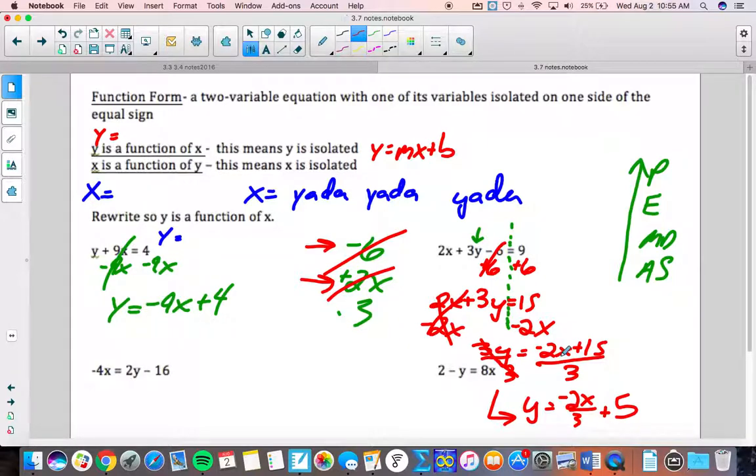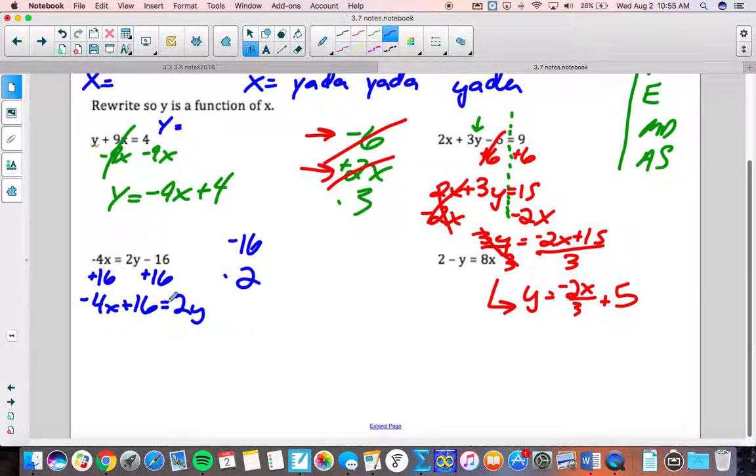All right, last 2. Here, y is being subtracted by 16 and multiplied by 2. So I'm going to undo subtracting 16 first by adding 16. So I get negative 4x plus 16 equals 2y. And then divide by 2. Divide everything by 2. So we get negative 2x plus 8 equals y.